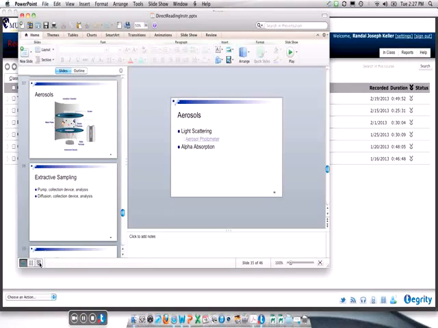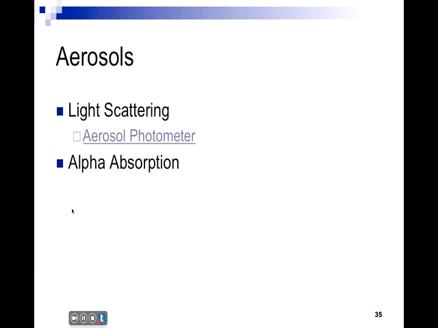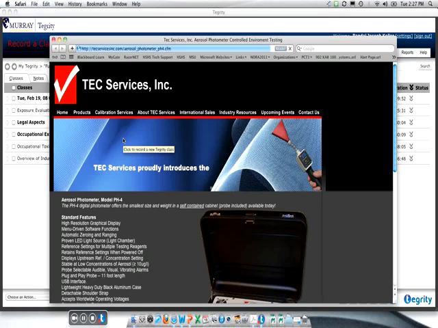Okay, the next section that I wanted to talk about is aerosols. And aerosols can be detected by direct reading instrumentation by really two major mechanisms. The first is light scattering, and the second is by alpha absorption. And let's look at an aerosol photometer.